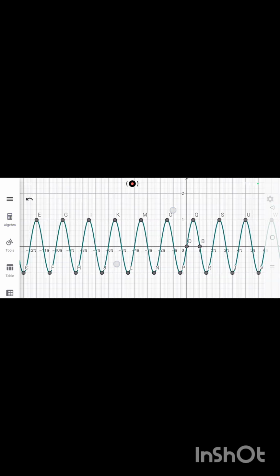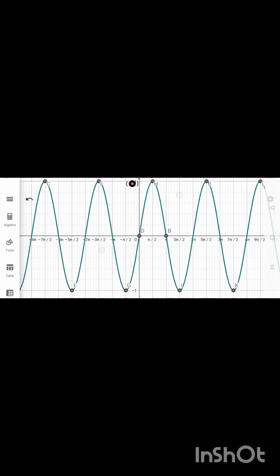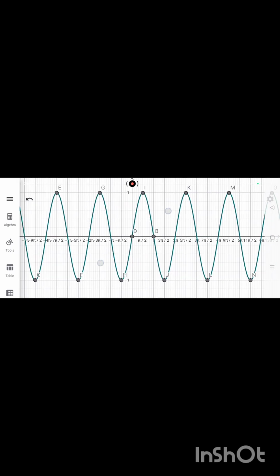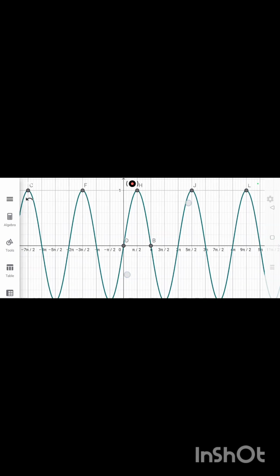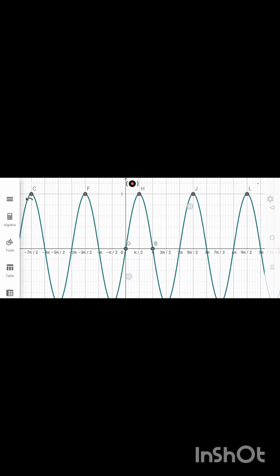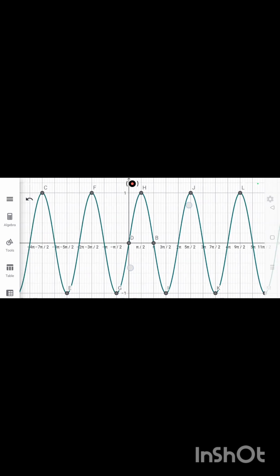Okay, look at this. First, sine 0. For sine 0 the wave is starting. Next, gradually it is increasing. When it is sine pi by 2, sine is reaching 1. Again it will decrease. Like this is a sine wave.